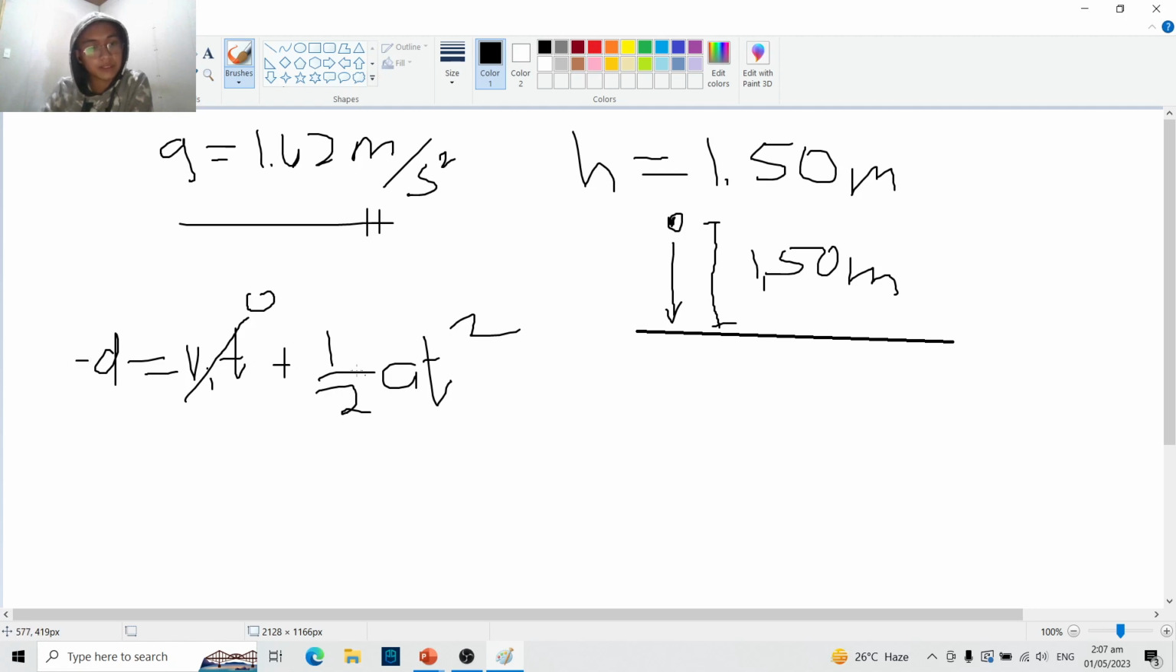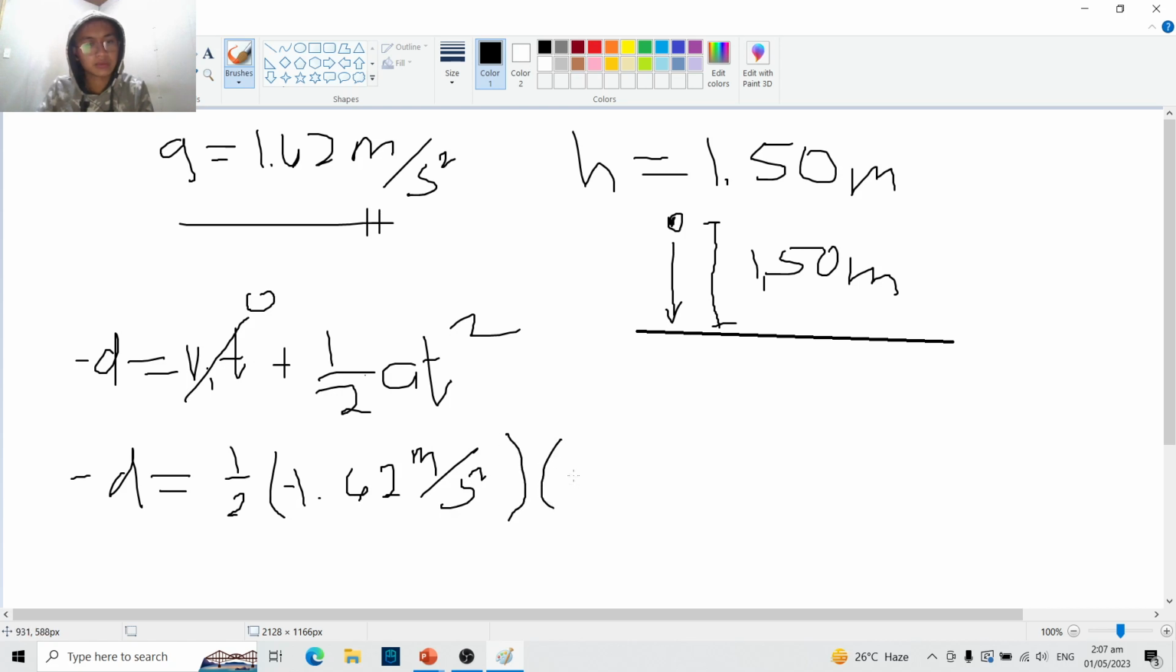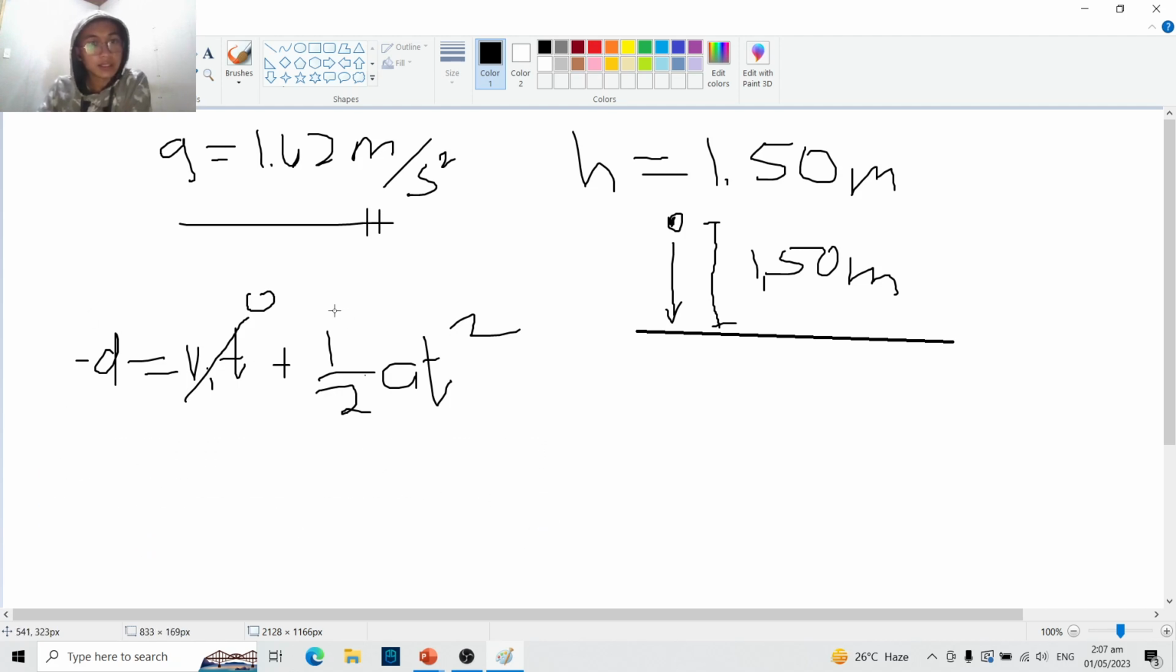And of course, d is negative. So negative d is equal to 1/2. The gravity is also negative since it is going downward. So we have negative 1.50 meters equals 1/2 times negative 1.62 meters per second squared times the time. Oh, the time is what we are looking for.